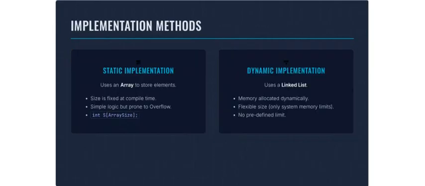Next, we can see implementation steps, methods. Two implementation methods are there. One is static implementation and another one is dynamic implementation. The static implementation uses an array to store the elements, and dynamic implementation uses a linked list to store the elements. When comparing array and linked list, the array size will be fixed at compile time, and linked list means it will be dynamic. If more content is there, it automatically extends the space.